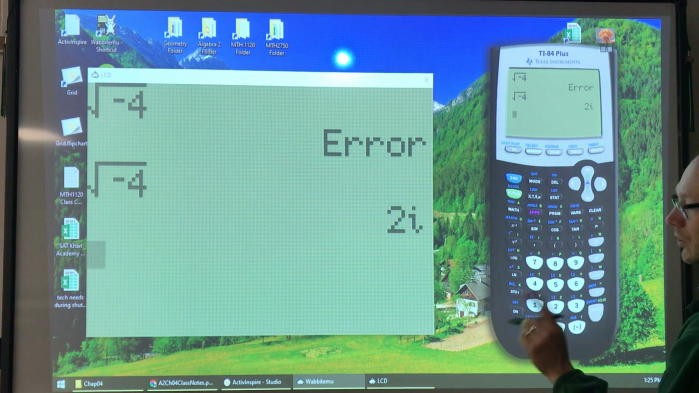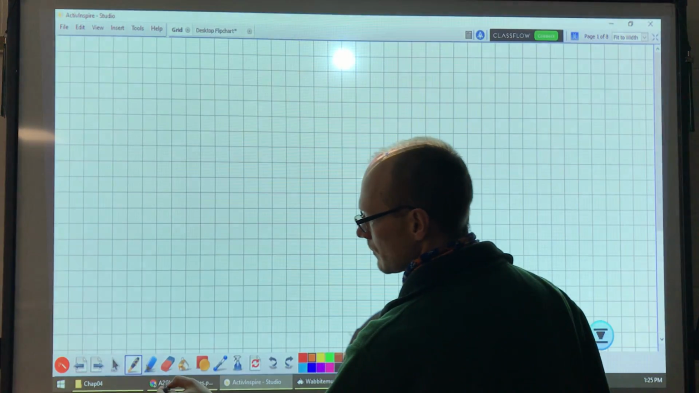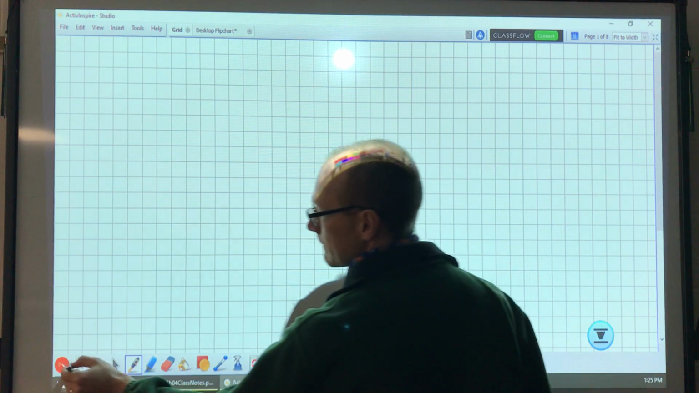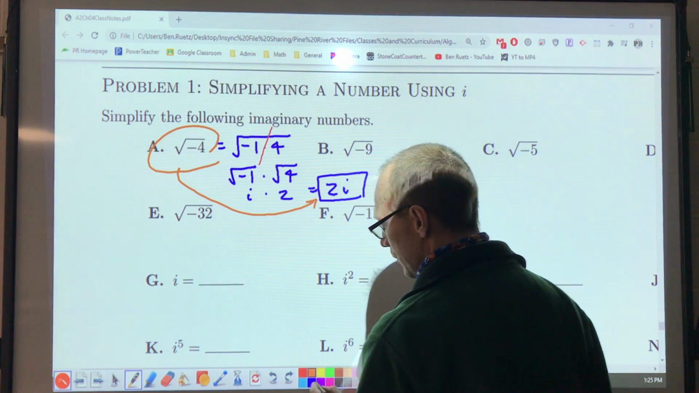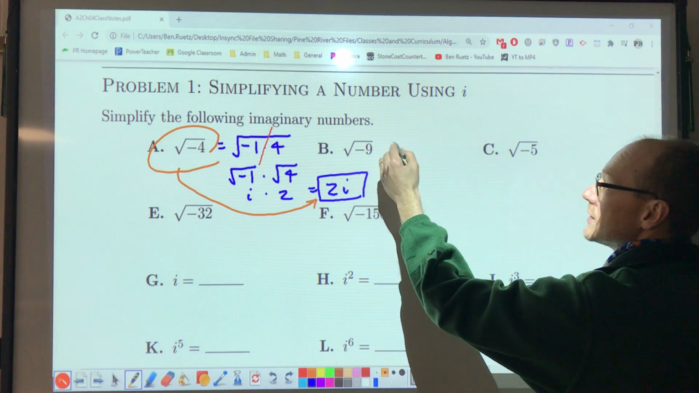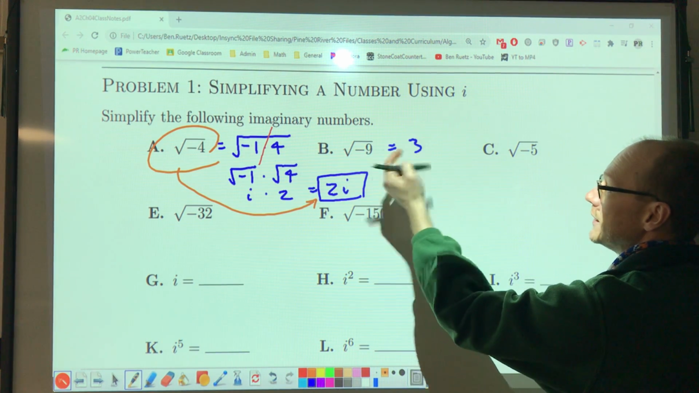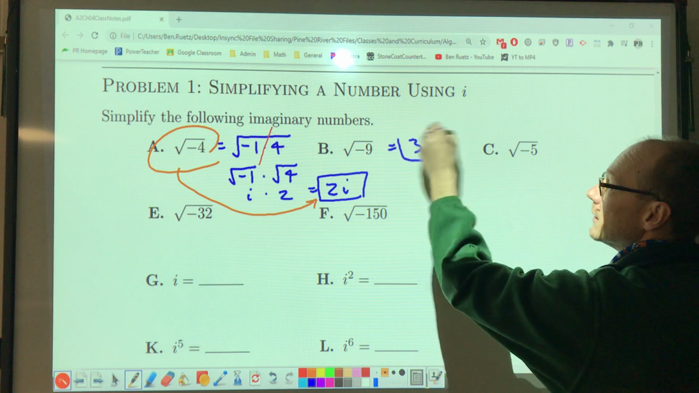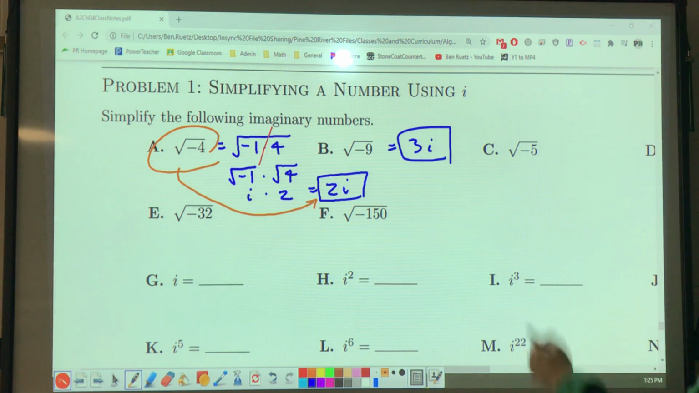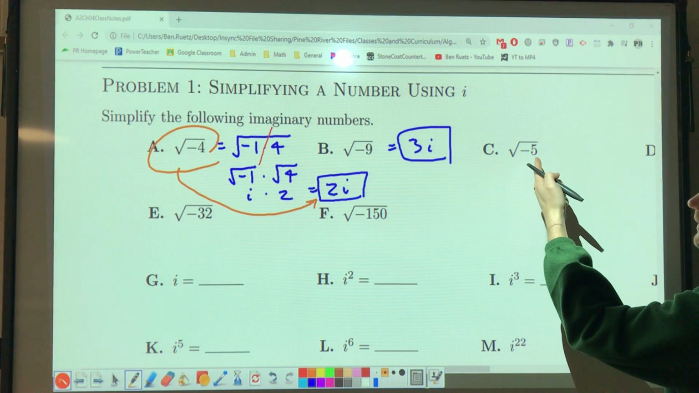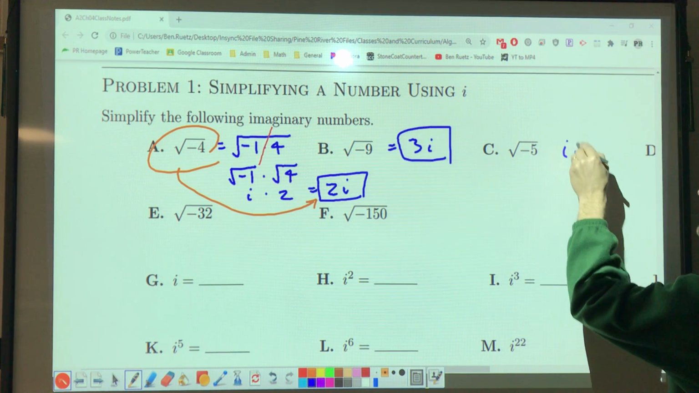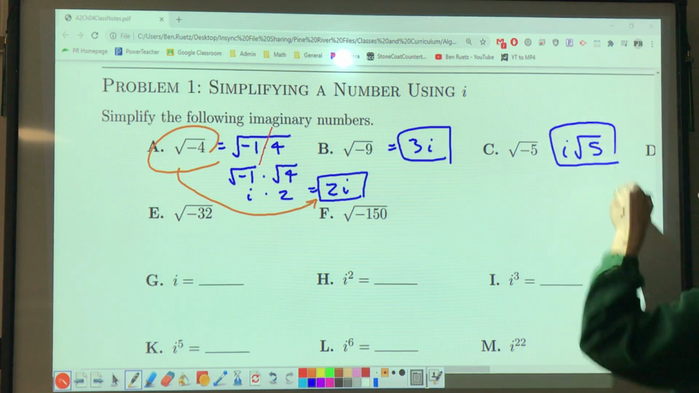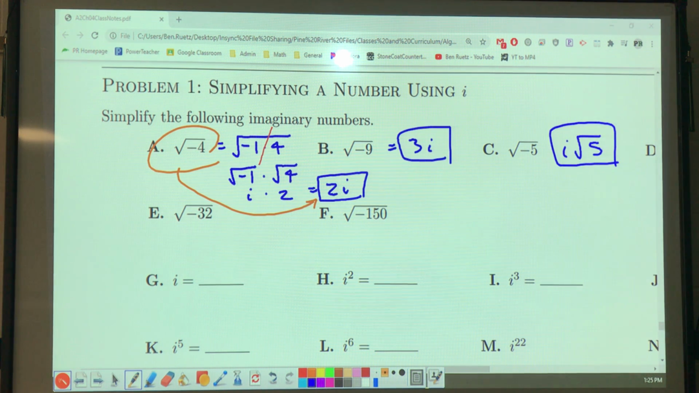So that's why this one works. So what about b? What do you think the square root of -9 is? Well, the square root of 9 is 3, and because negative, there's an i. The square root of 5 doesn't simplify. Fine. But the negative does. It's an i. The square root of 5 has to stay the square root of 5, and we are done. So that's how these things work.